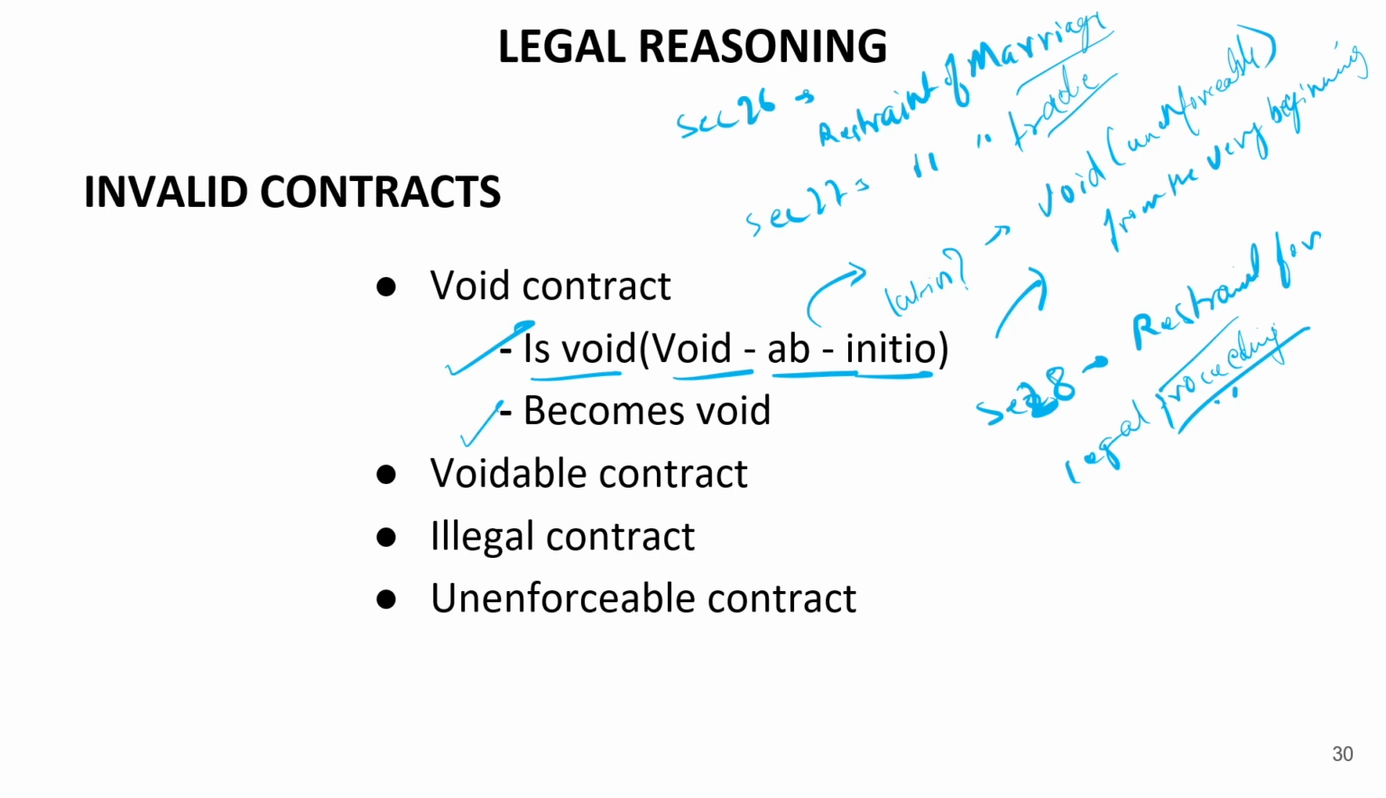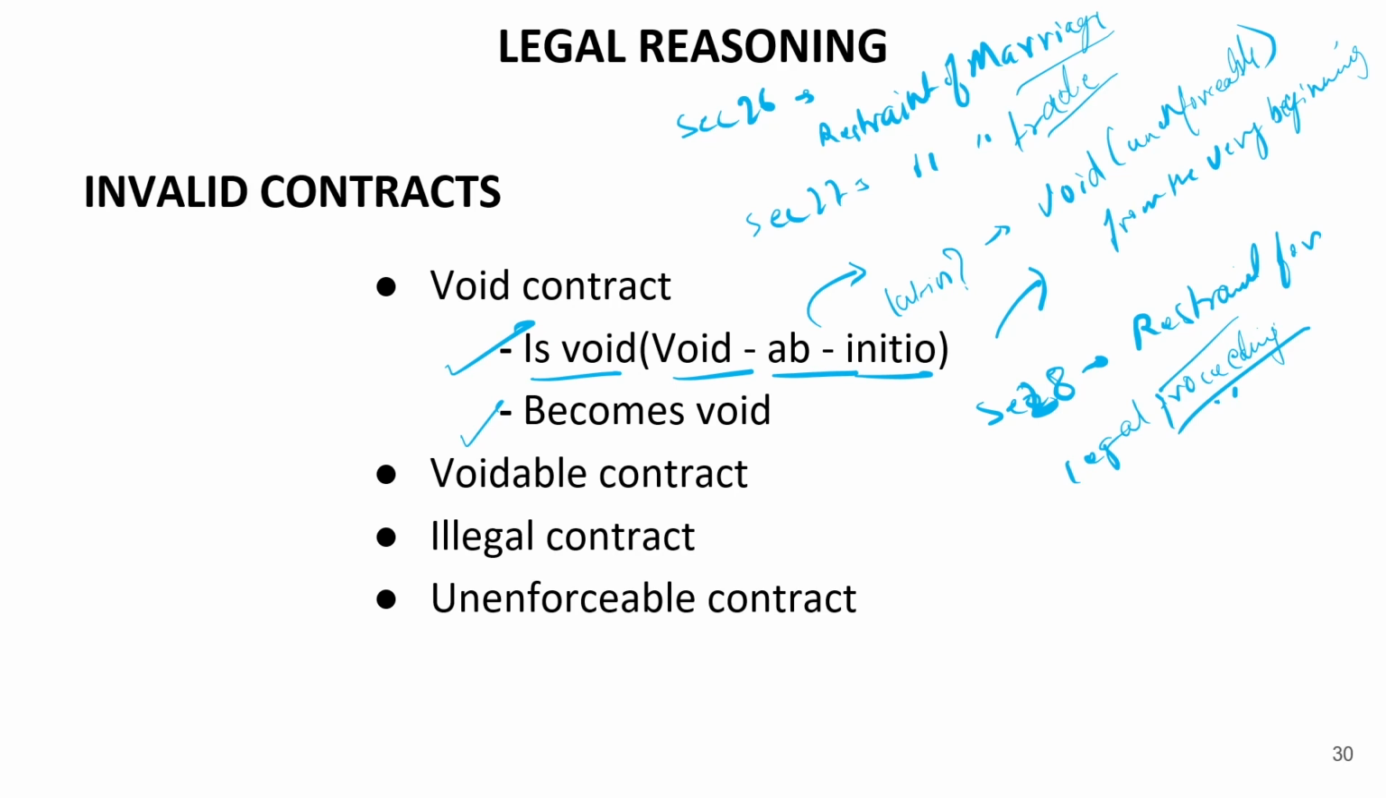But if the agreement is a valid one, then every party, whomsoever is there, will be obligated to perform their duties. And if not, then there will obviously be compensation that can be entertained or carried out by the other parties.